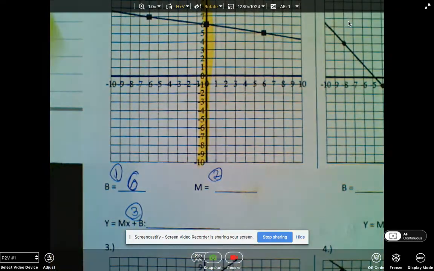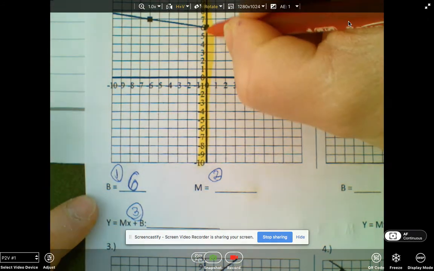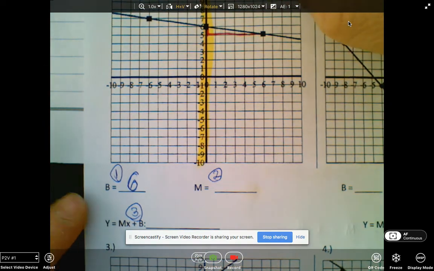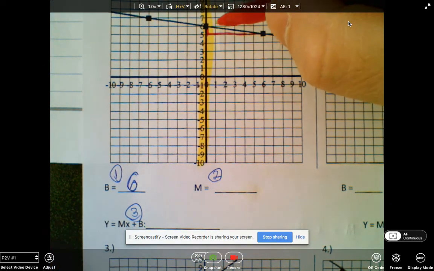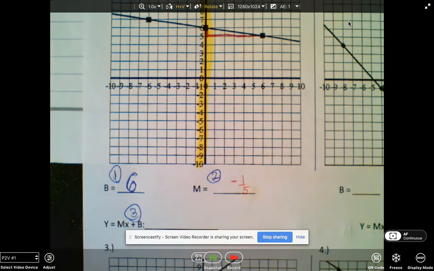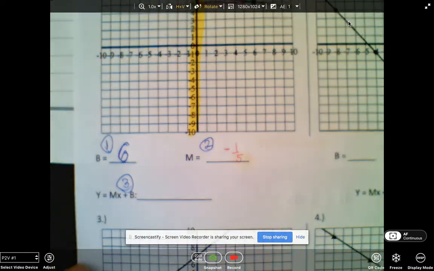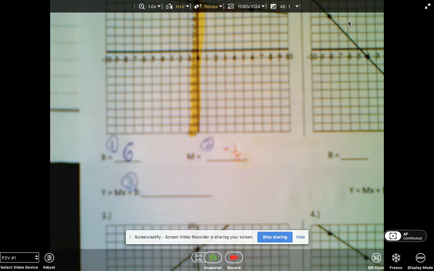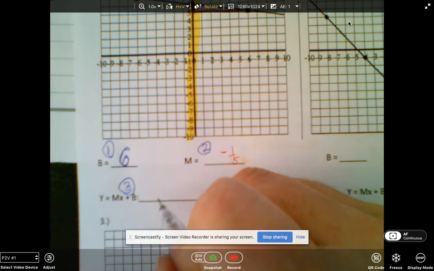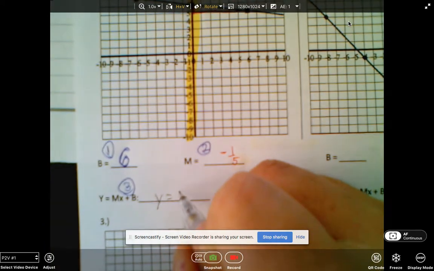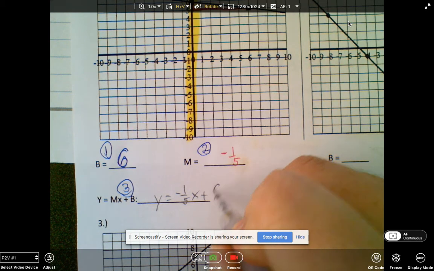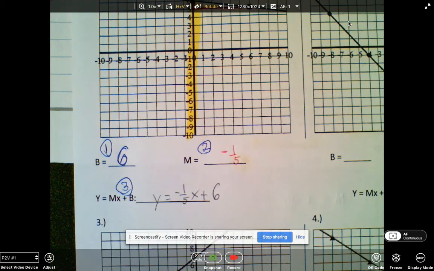All right, then we have a slope. Again, hopefully you can tell that this is a negative slope. Looking at your paper, can you tell me the slope? Yeah, -1/5. Now we can substitute that into our equation. Someone tell me what the equation would be. Y equals negative 1/5 x plus 6. Nice job.